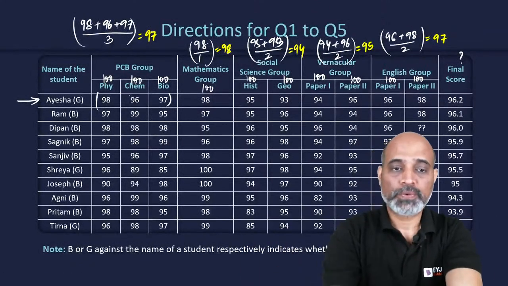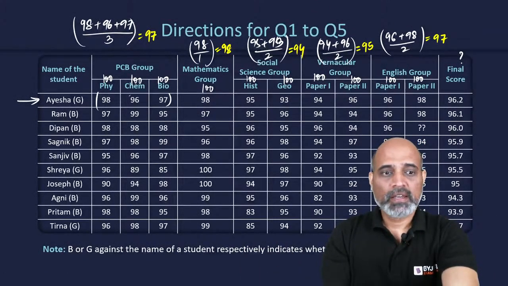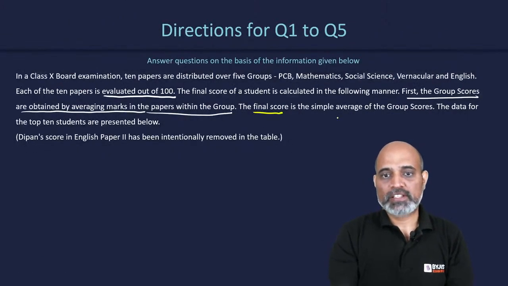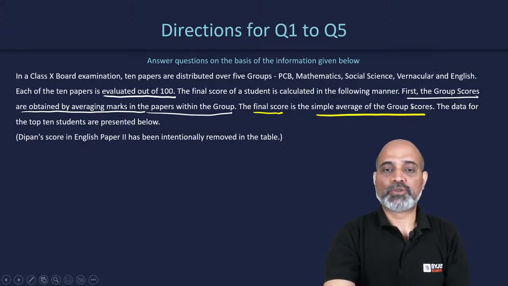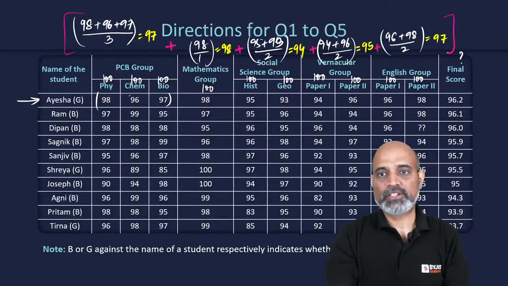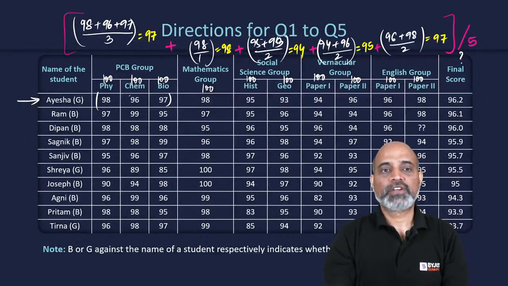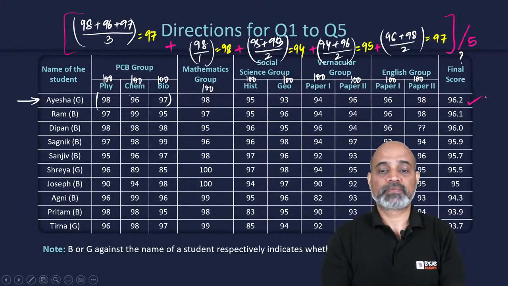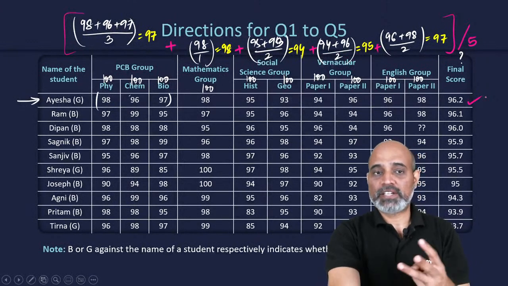Then what we do is we calculate the final score by taking the simple average of the group scores, as in we add 97, 98, 94, 95, 97. So these are 5 numbers, right? So now we divide it by 5. So 97 plus 98 plus 94 plus 95 plus 97, if you solve this and divide by 5, you will get 96.2.